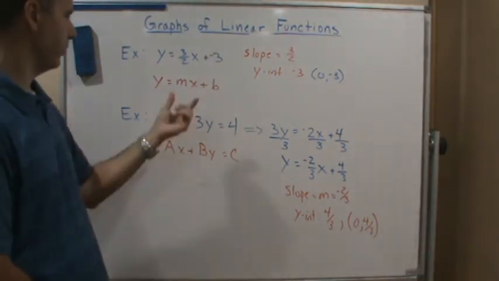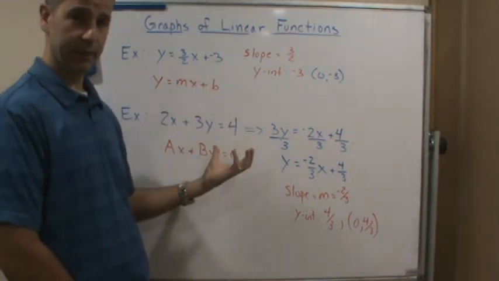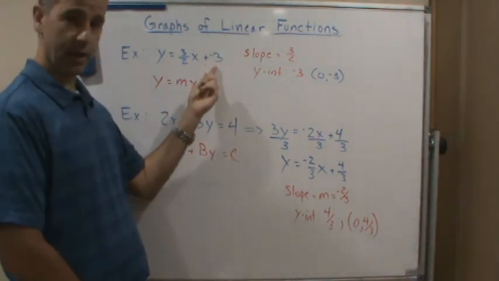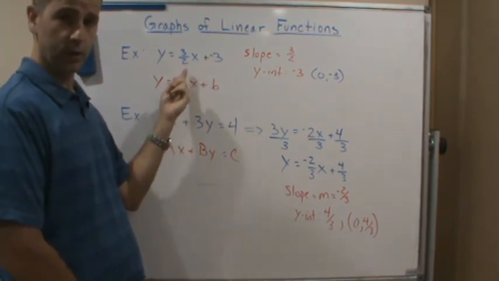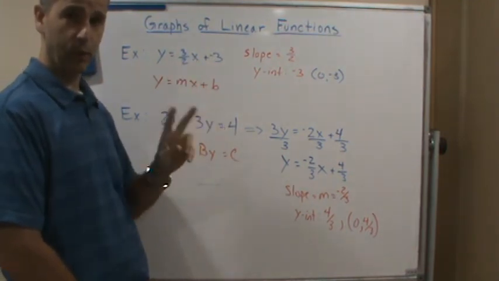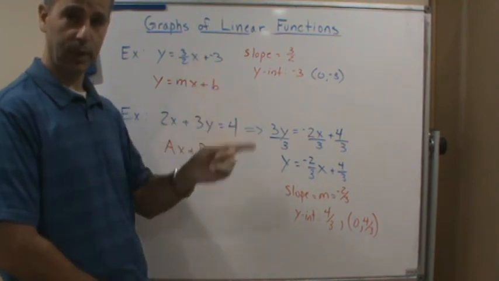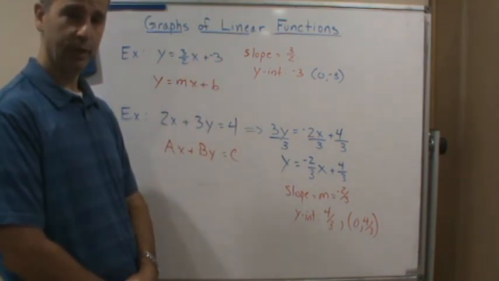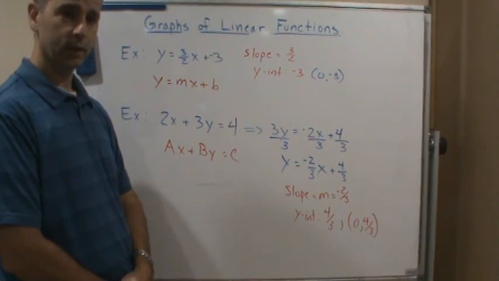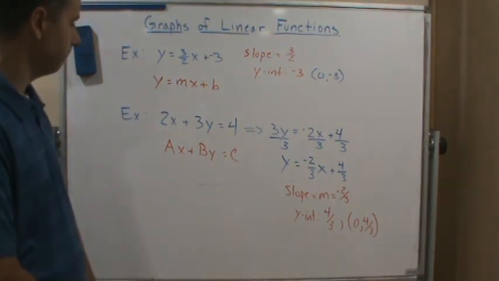And so you can easily graph these because you know the y-intercept, right? So you've got that point, and then you've got the slope. So you can use the slope to find the next point, and once you have two points, you can plot them and sketch the graph of a straight line. Okay, that's it.